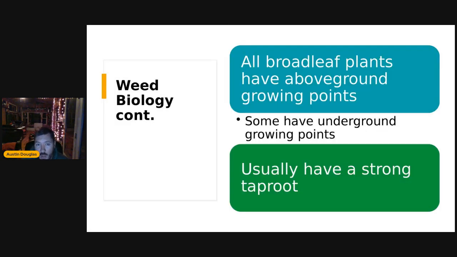Okay, so all broadleaf plants have above ground growing points. Some have underground growing points, right? Like stolons, like rhizomes, certain types of roots. But usually they all have a very strong taproot. If you ever try to pull out a dandelion, they got a strong taproot. Thistles, extremely strong taproot. So good indications that you're dealing with a broadleaf weed.